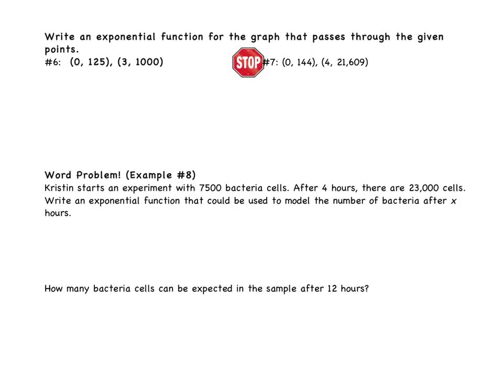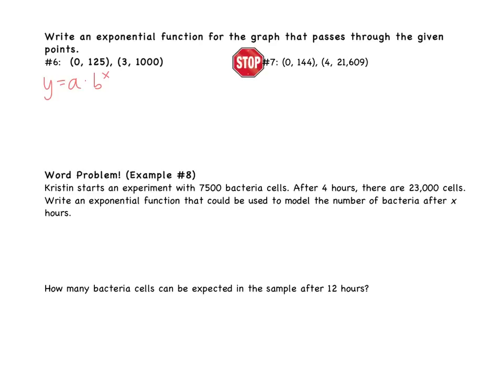Okay, so in examples number 6 and 7, we're writing the exponential function that passes through the given points. This is where you're probably going to need a calculator. So I'm going to give you first the general form of the equation. Our general form is y equals a times b to the x. In your equation, y and x are going to stay there, but a and b are going to be some numbers. So that's what we need to figure out.